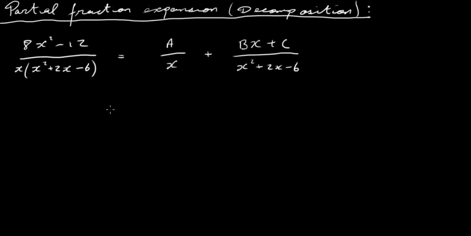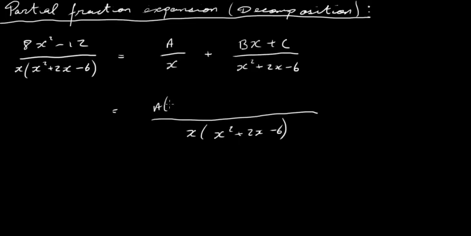Once we have that sorted, all we've got to do is what we normally do: add these two fractions. We get x times (x squared plus 2x minus 6) as our common denominator. Divide x into our common denominator and multiply by A, that gives us A times (x squared plus 2x minus 6). Divide x squared plus 2x minus 6 into our common denominator, that gives us x. Multiply that by our numerator, that gives us x times (Bx plus C).